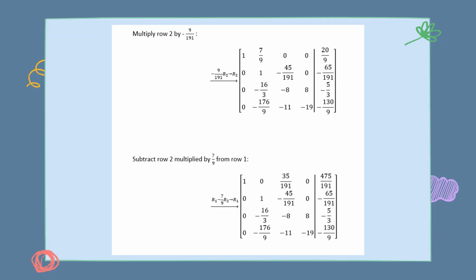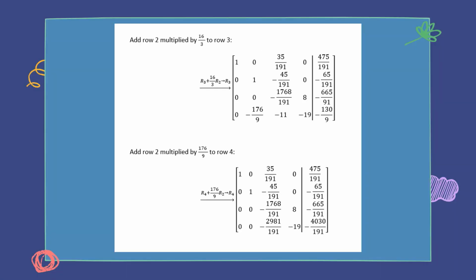Multiply row 2 by -9/191. Subtract row 2 multiplied by 7/9 from row 1. Add row 2 multiplied by 16/3 to row 3. Add row 2 multiplied by 176/9 to row 4. I will pass to Ilya.